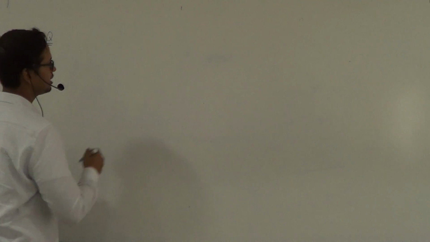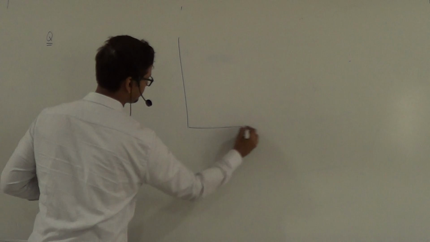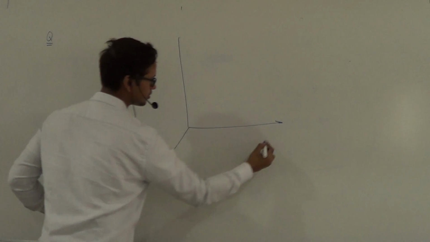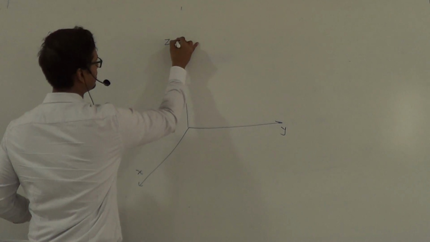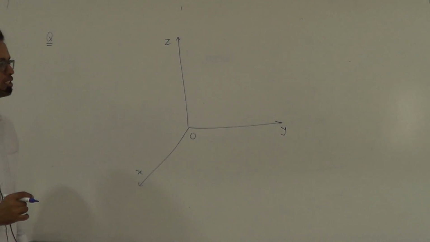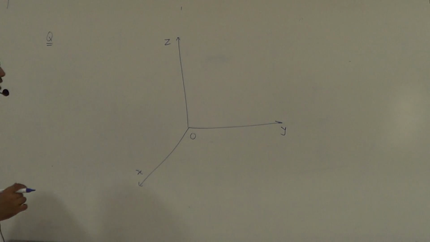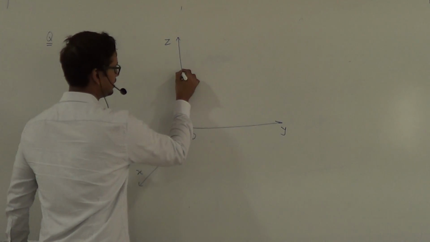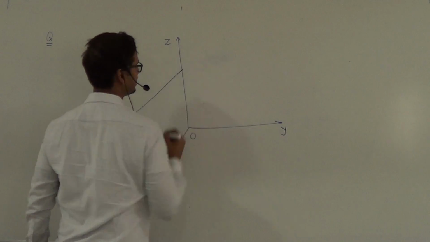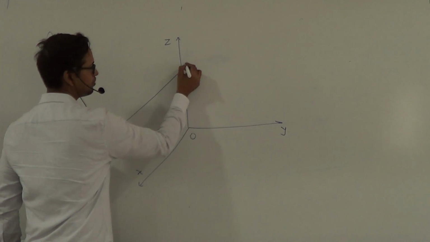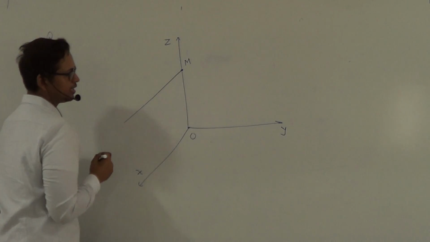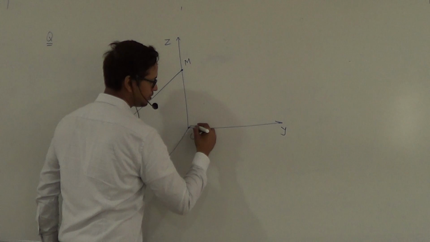Alright, so now consider a situation like this. Let's say this is my three-dimensional Cartesian coordinate system. There is a bridge like this. On this bridge, a man is standing. And there is a river here. This is the river.